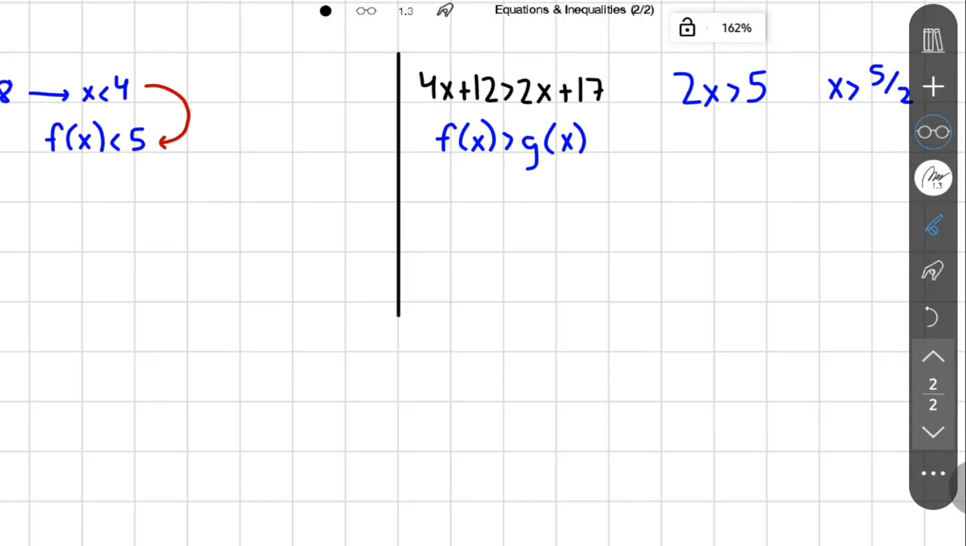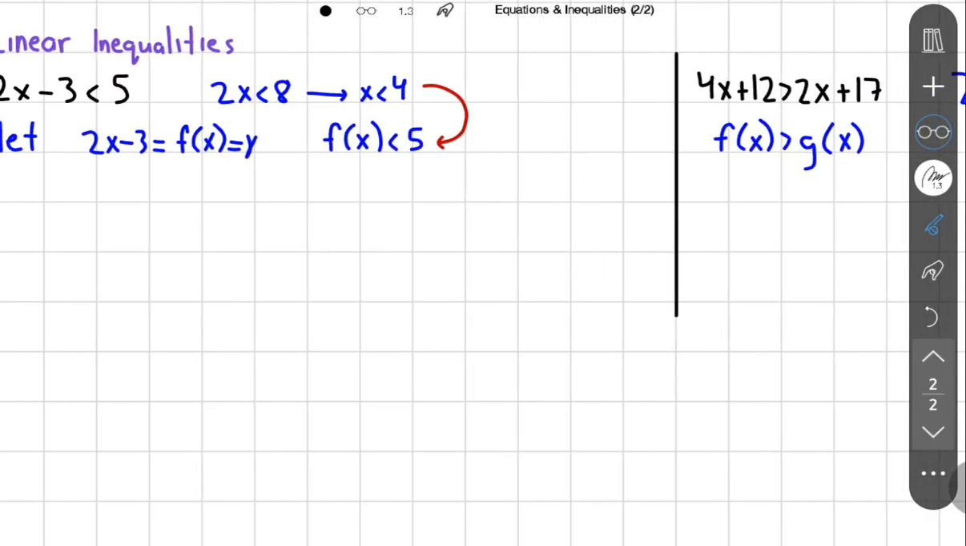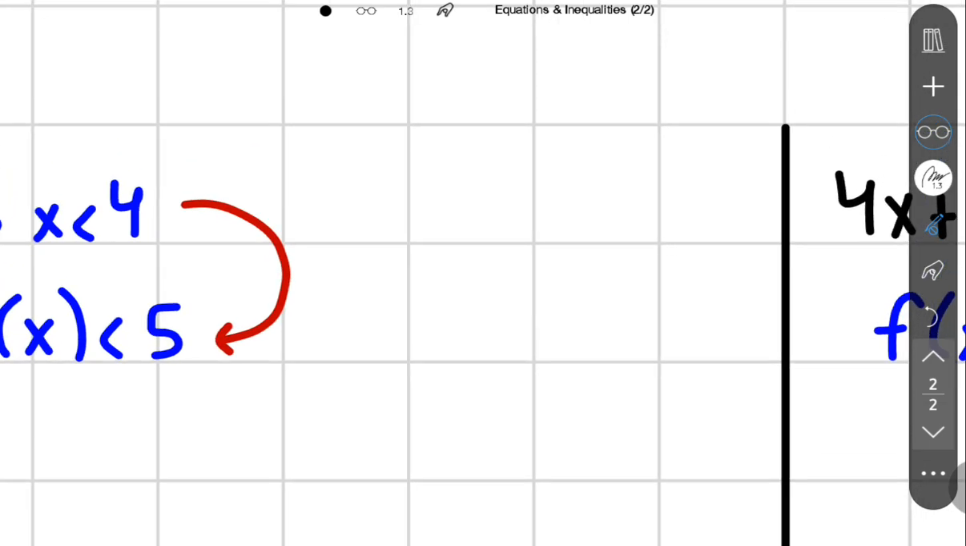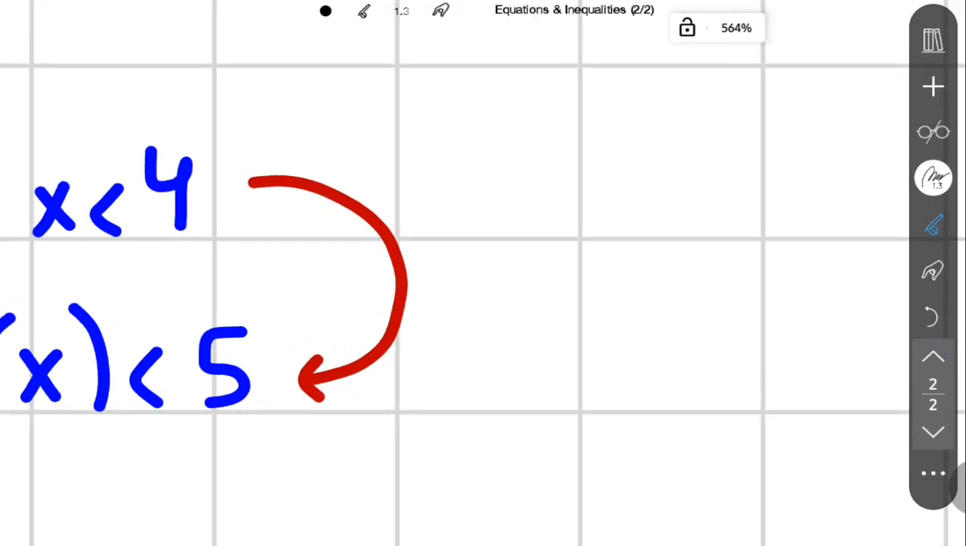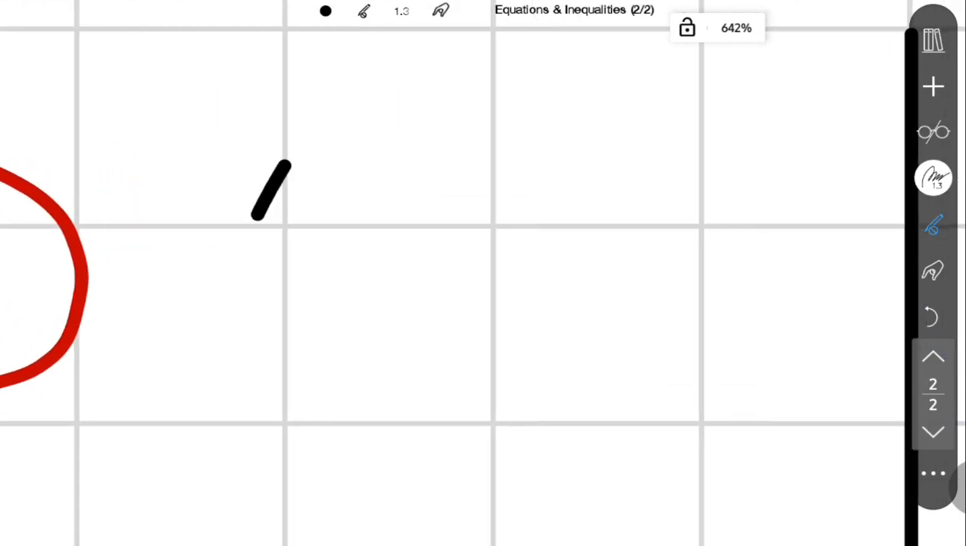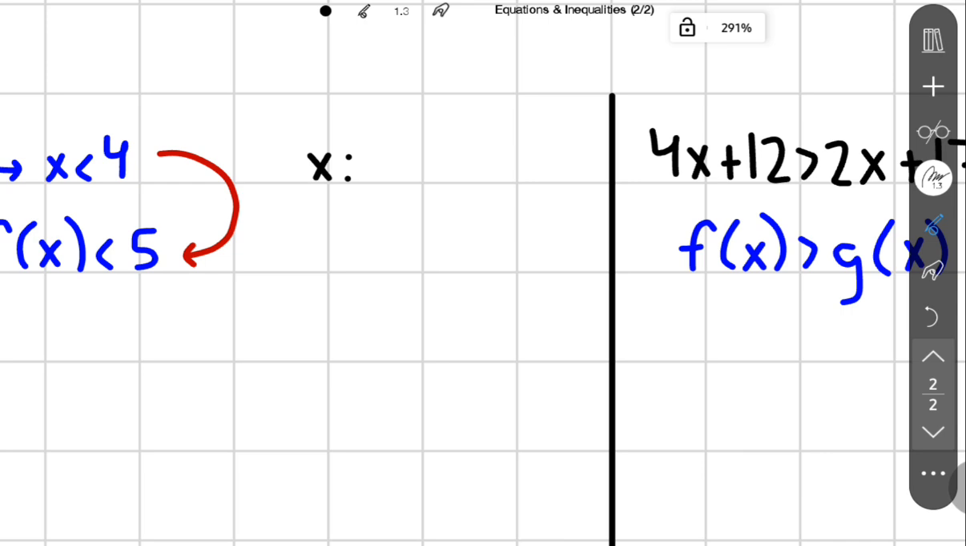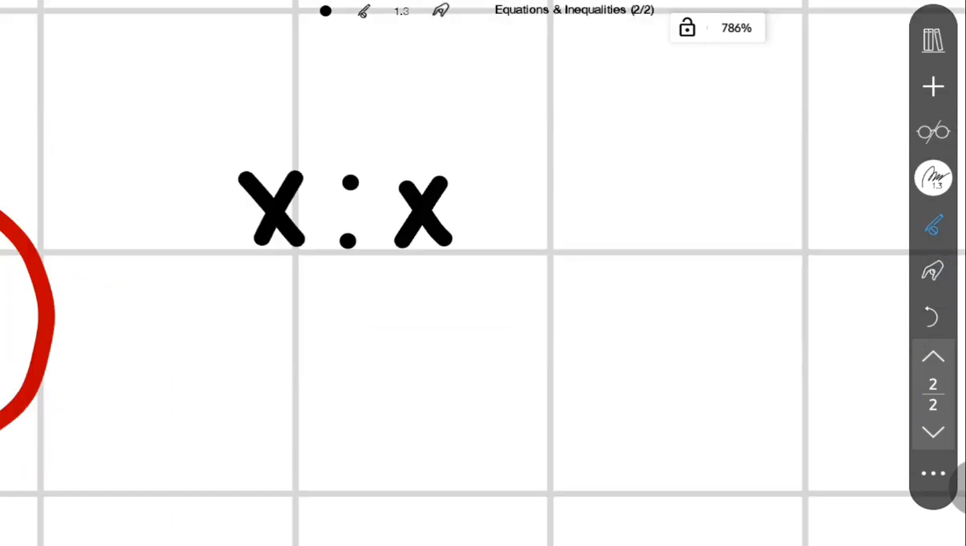And one last thing, which I actually forgot. If we want to write these as our answers, like for solving exams, we have to write it in a specific notation. So to represent x is less than 4, we first of all have to declare which variable we're talking about, with respect to. So we start with x, then a colon, and all you do is rewrite the inequality that we found. So this is our answer.